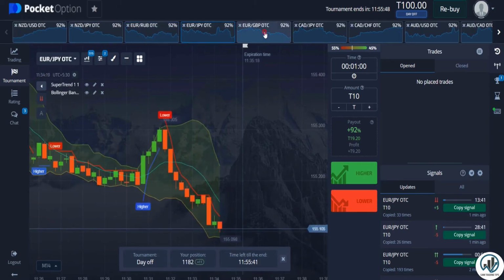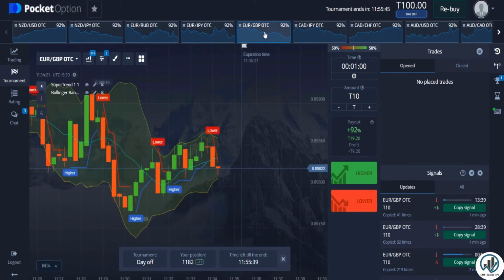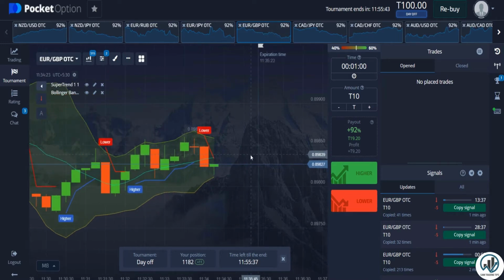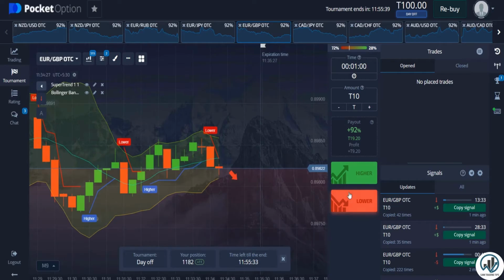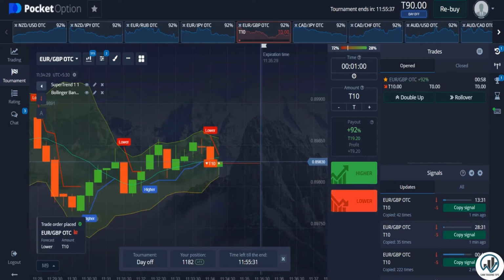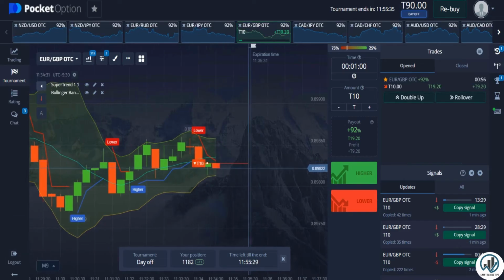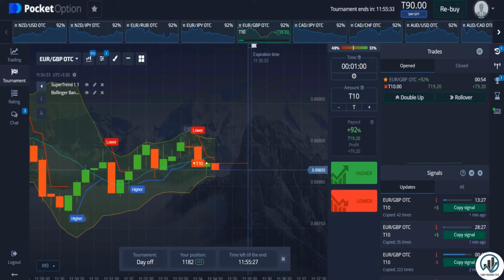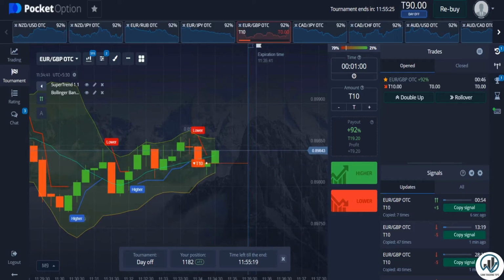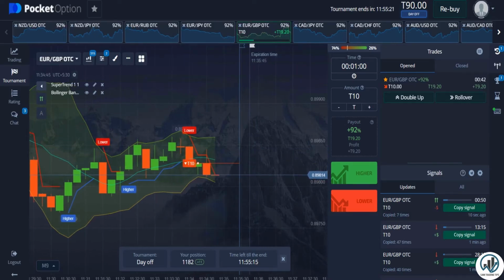So let's understand the trading rules of this indicator strategy. When the candle touches the upper Bollinger Bands line or closes outside the upper line, and after that sell signals are received from the Supertrend indicator, then it will be a good opportunity to enter a sell trade. Similarly, when the candle touches the lower Bollinger Bands line or closes outside the lower line, and after that buy signals are received from the Supertrend indicator, then it will be the right opportunity to take a buy trade.